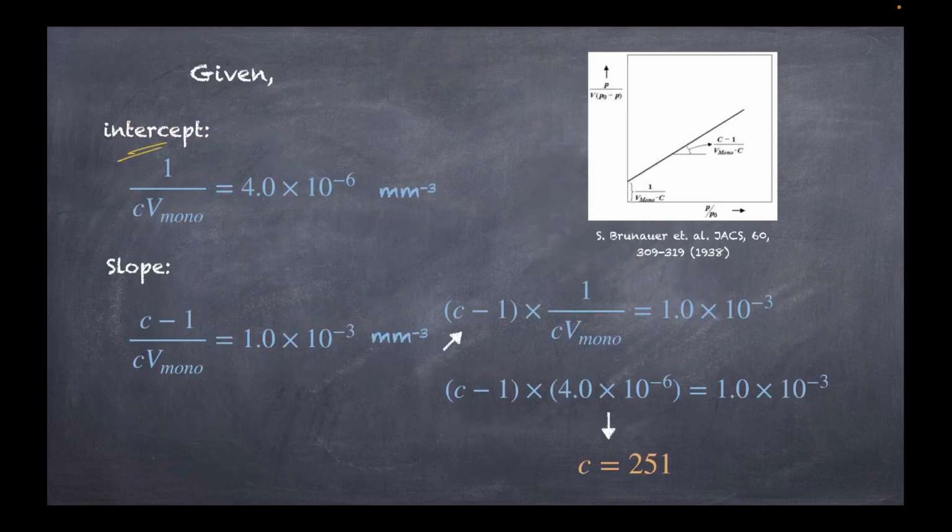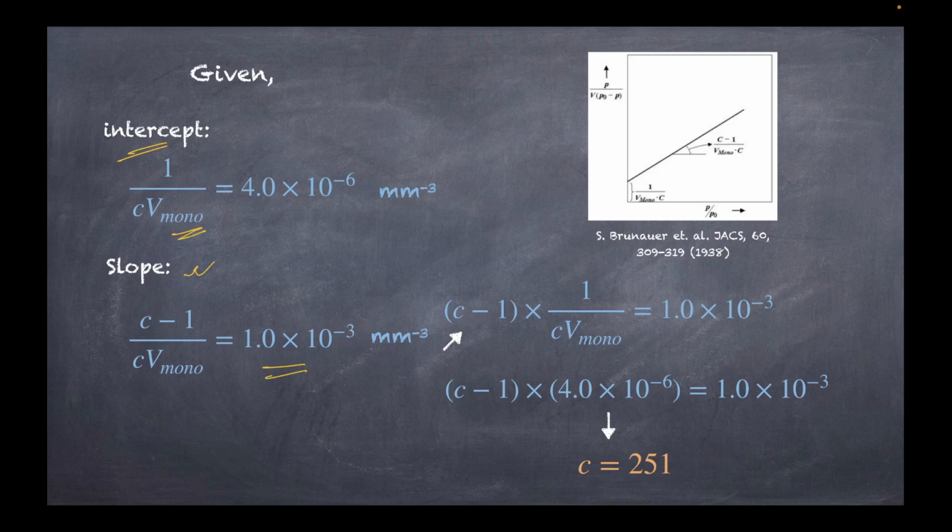So the intercept is given, that means 1 divided by C times V monolayer is 4.0 times 10 to the power minus 6. The slope is also given, (C minus 1) divided by C times V mono, which is 1.0 times 10 to the power minus 3.